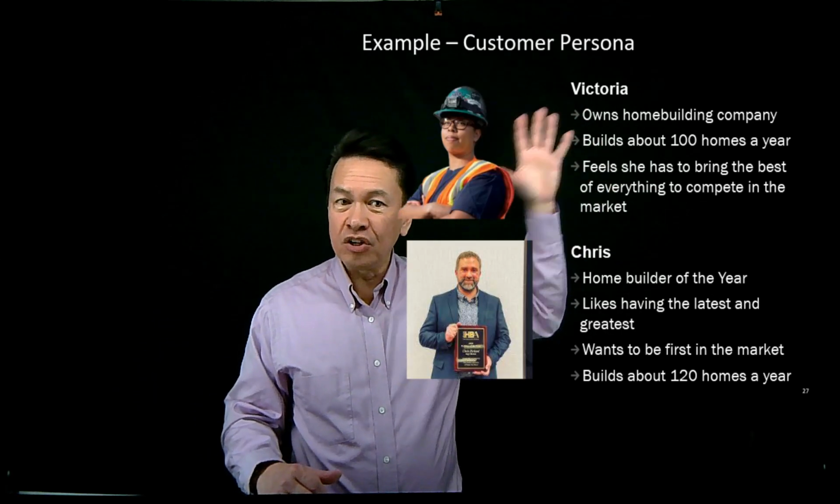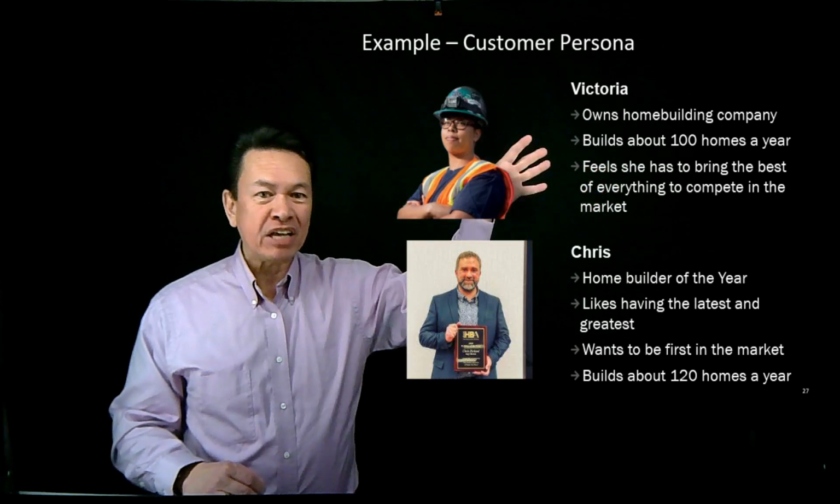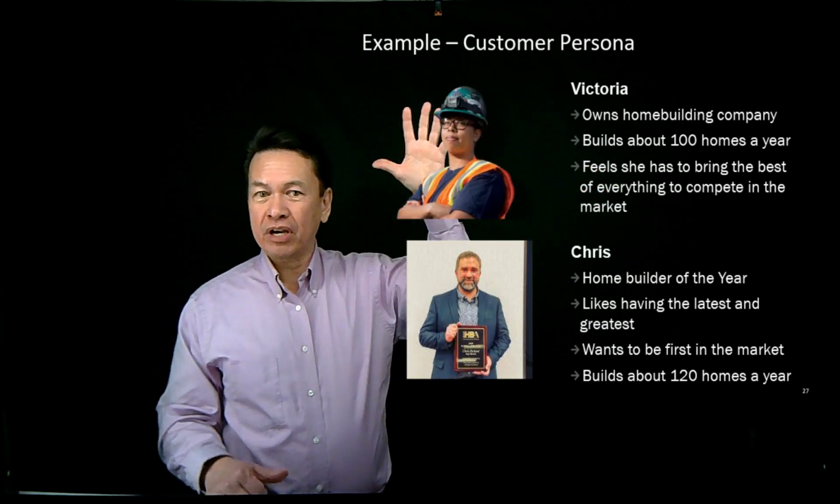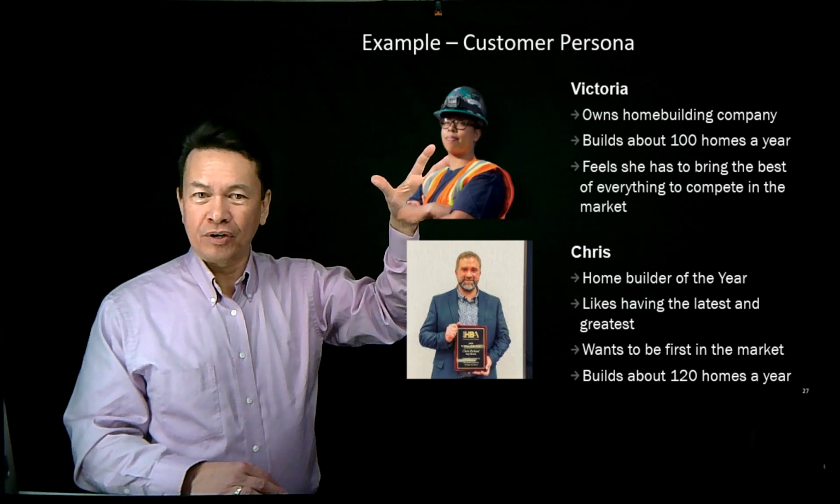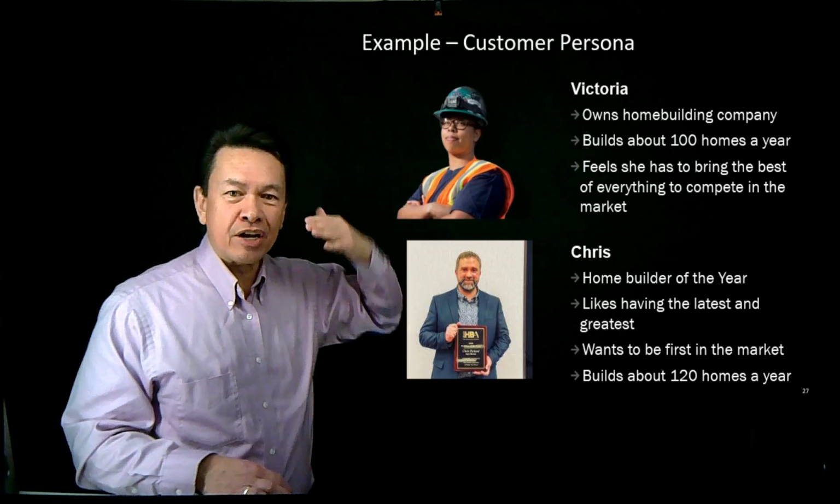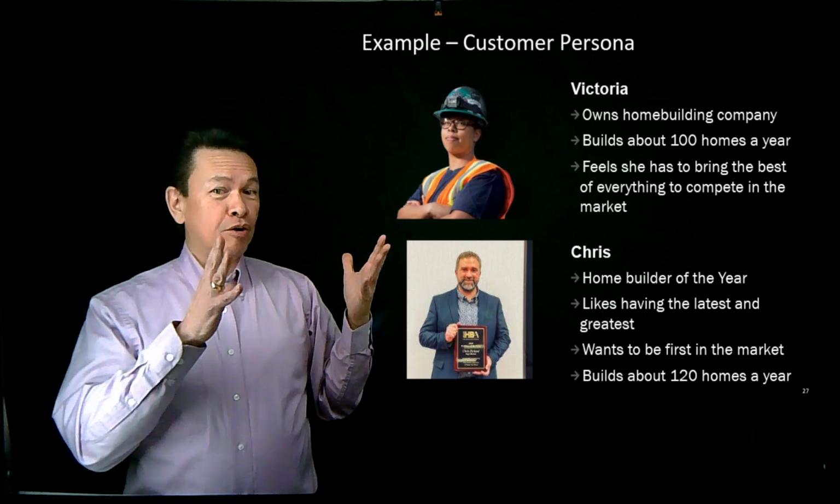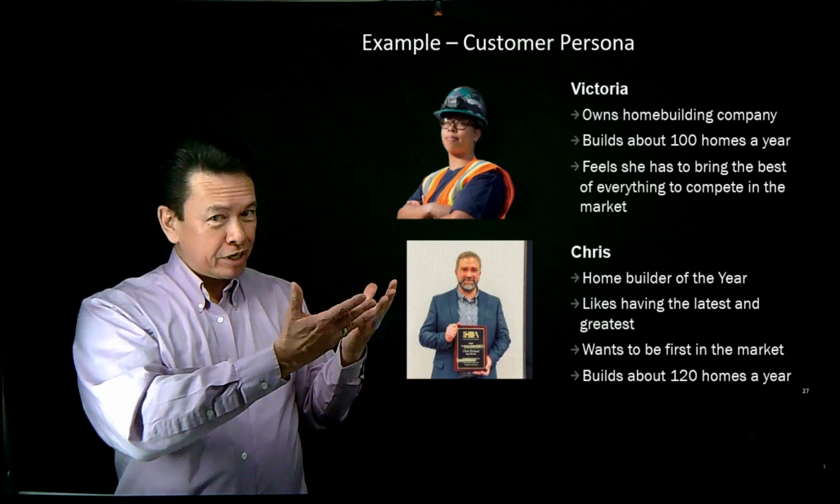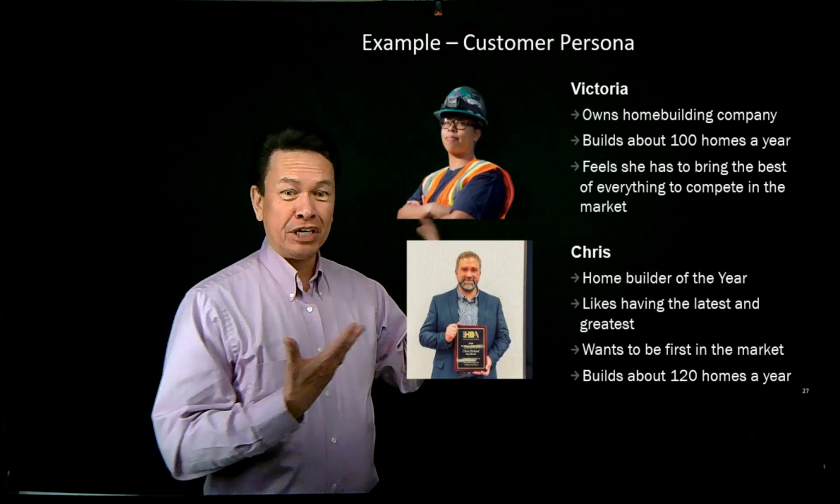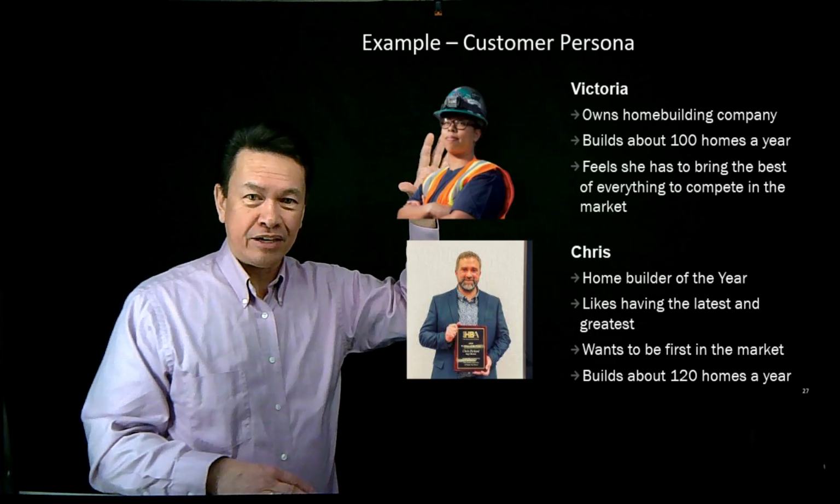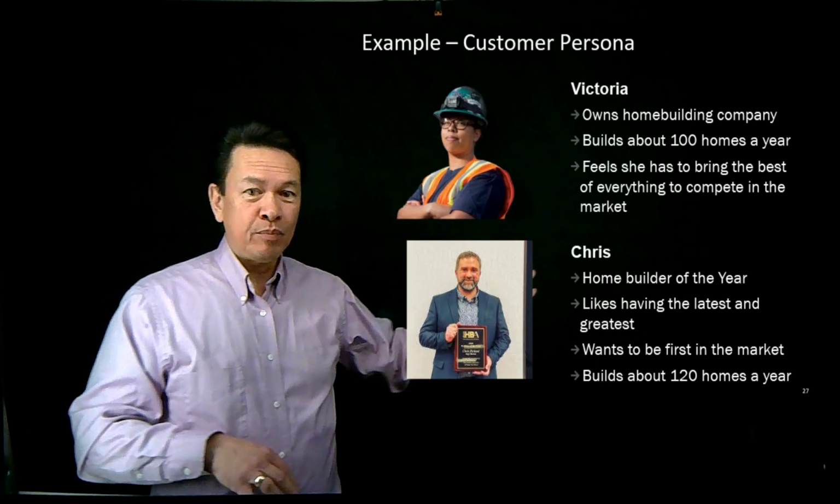Now she feels that she has to bring the best of everything to compete in the market, right? I mean, for different reasons. People look at her as not the traditional home builder, but because of that, she's got to go above and beyond in everything. So I'm going to come to her and say, look, if you really want to go above and beyond with your customers, you have to offer heated pavements. This is the latest and greatest, and it puts you on that leading edge. Victoria's in, right?